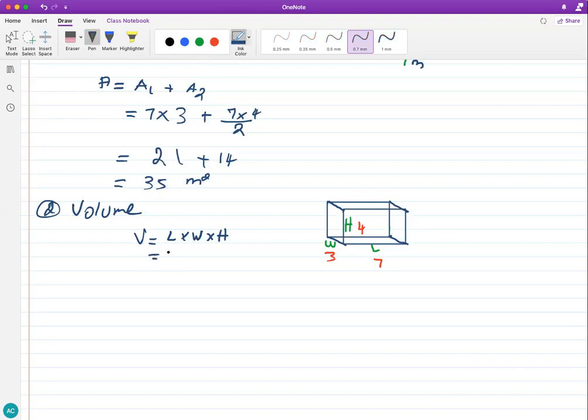So this will be 7 times 3 times 4. 7 times 3, that's 21, times 4. 21 times 4? 84. That's right, 84. And always we have to have a unit. Let's make this m, or meters.